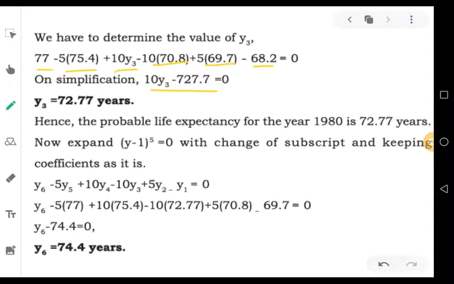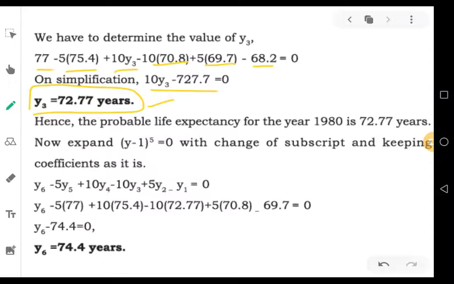So you will get 10y3 minus 727.7 is equal to 0. Take that 727.7 to the other side. That is 10y3 equals 727.7. Now bring the 10 down. So y3 is equal to 727.7 by 10. You will get y3 equals 72.77 years. So you got the first answer from your first equation.